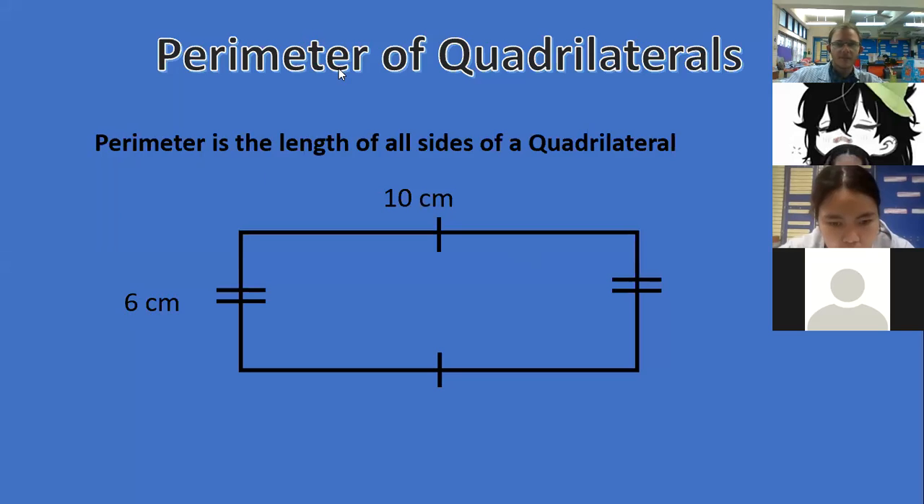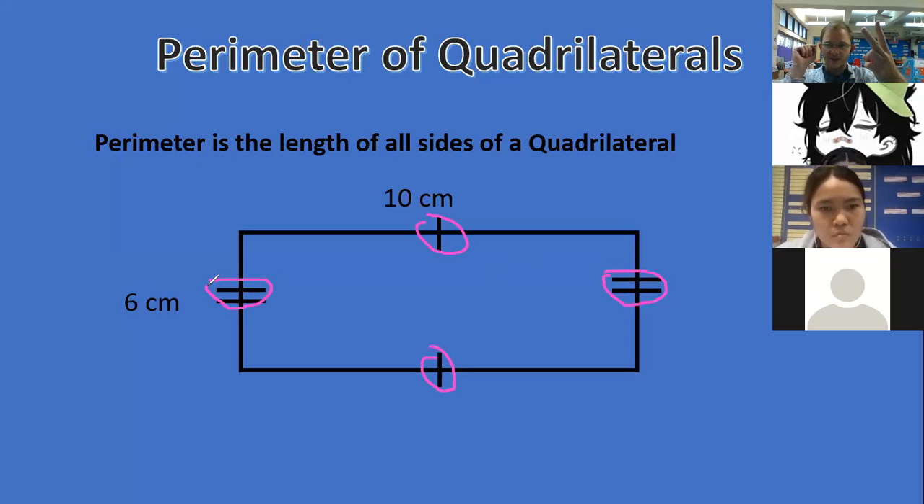First thing we have is the perimeter of quadrilaterals. Perimeter is the length of all sides. Now, one thing I want to bring to your attention is that sometimes we find these lines on the shapes, like I have here. What does that mean? The first thing is, look at how many lines there are that are different. There are two different types of lines. There's one line and there's two lines.